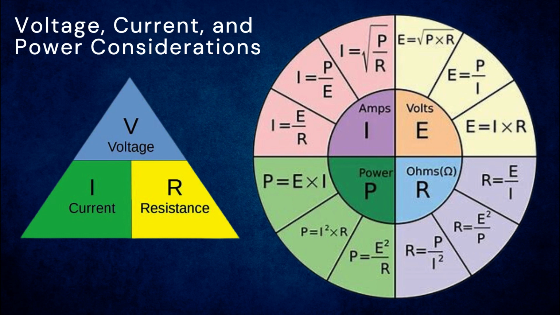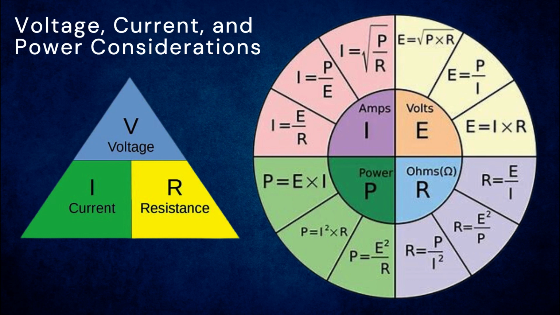Voltage, the driving force. Voltage, often referred to as electrical potential difference, is the driving force that propels electrons through a circuit. It is the measure of the energy carried by each unit of charge and is typically measured in volts, V. In branch circuit calculations, understanding the voltage requirements of various devices, equipment, and appliances is crucial.